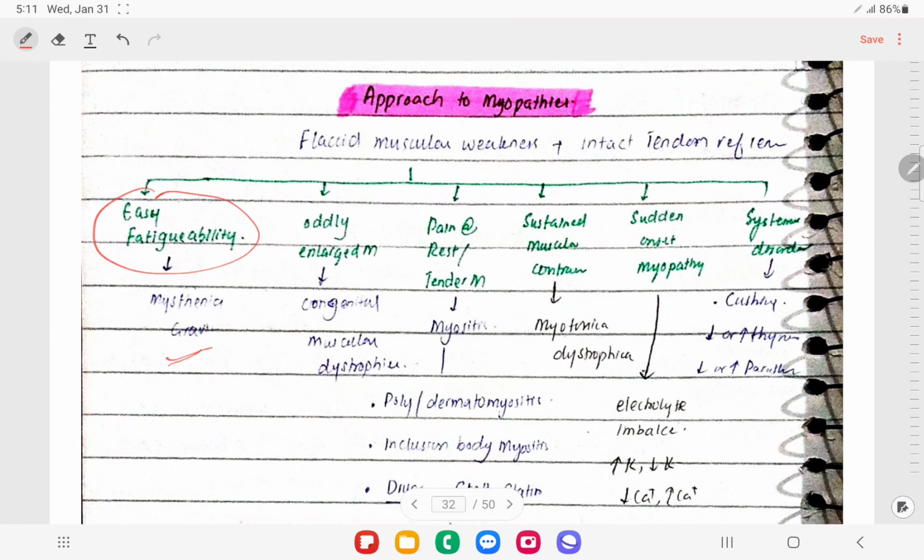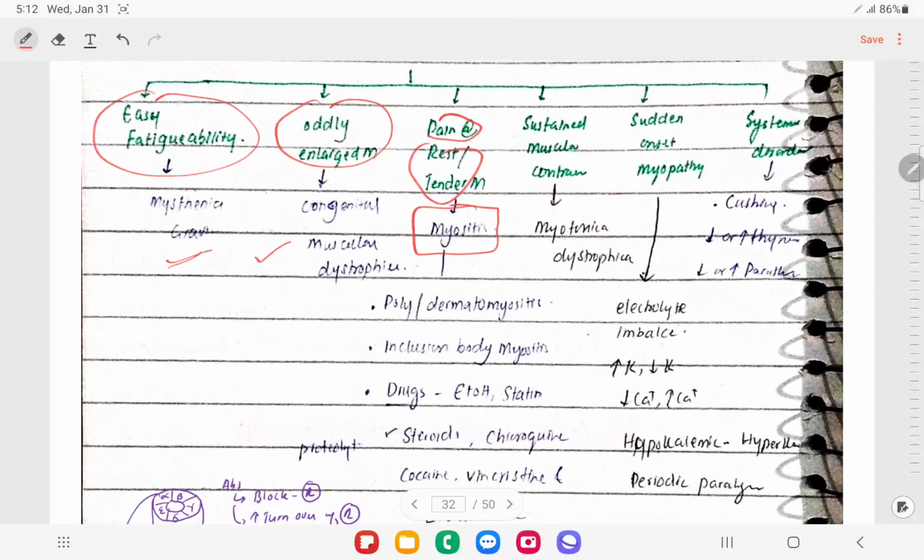If the patient already has enlarged muscles, we're going to think that the patient has congenital muscular dystrophies. And if the patient has pain along with muscular weakness, and there is tenderness or pain at rest, we can think that the patient has myositis. So let's talk about myositis, right?